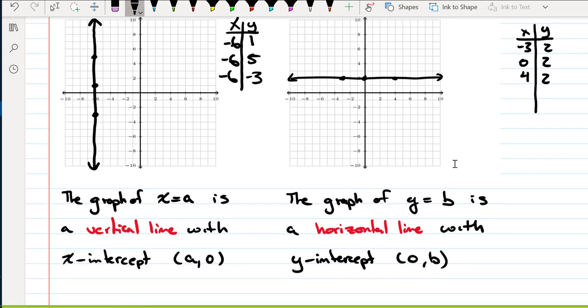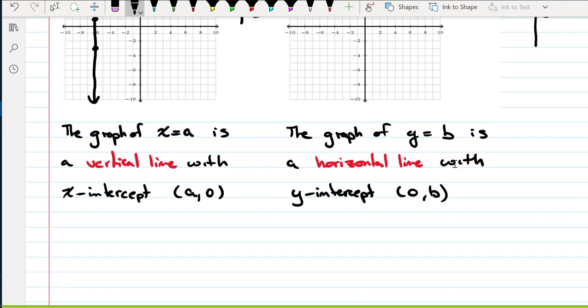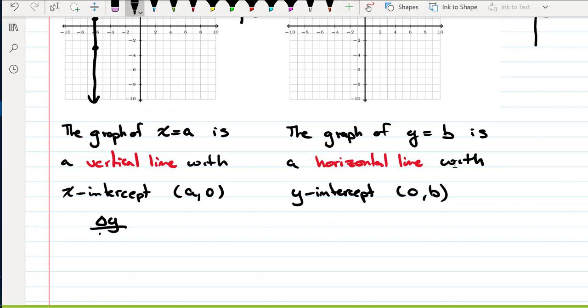All right, so now for each of these, we want to determine the slope. So if I look at my vertical line and I analyze it up here, what is my change in x going to be on a vertical line? Well, does my x value ever change? No, my x value is always -6. So then it doesn't really matter what delta y is. So if I have delta y divided by delta x, I'm going to have delta y divided by 0, and that's going to be undefined. So vertical lines have undefined slope.